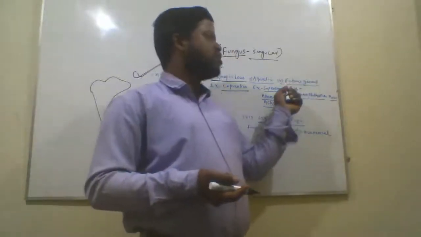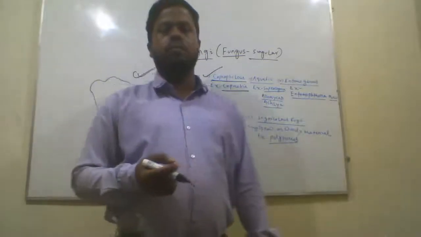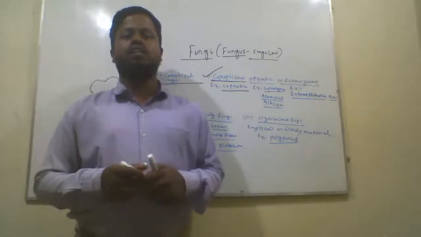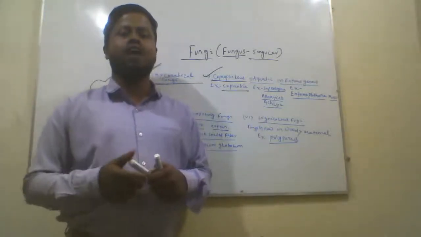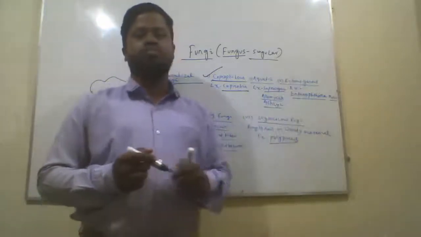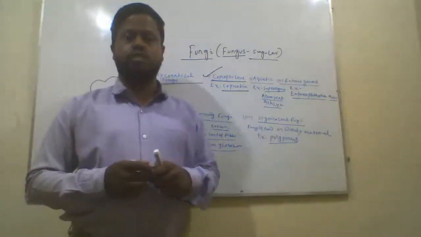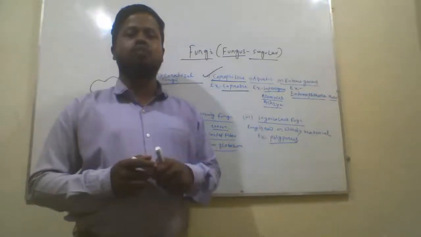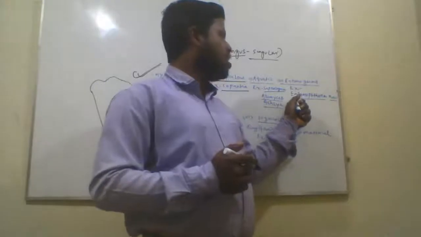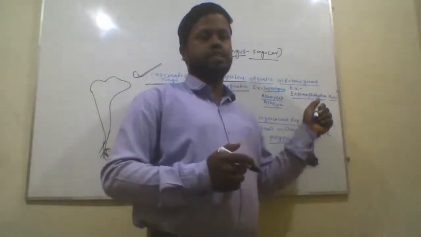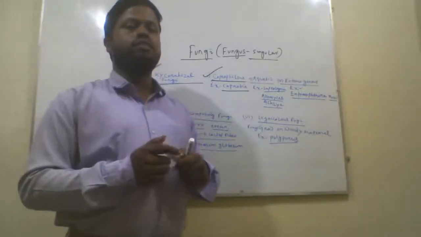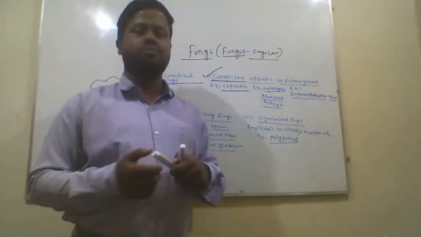Next is entomogenous fungi. Entomogenous means, as the name suggests, entomology is the study of insects. When the fungi grow upon insects, these are called entomogenous fungi. They mostly grow upon insects, and an example is Entomophthora muscae, a group of fungi which grow upon different groups of insects.